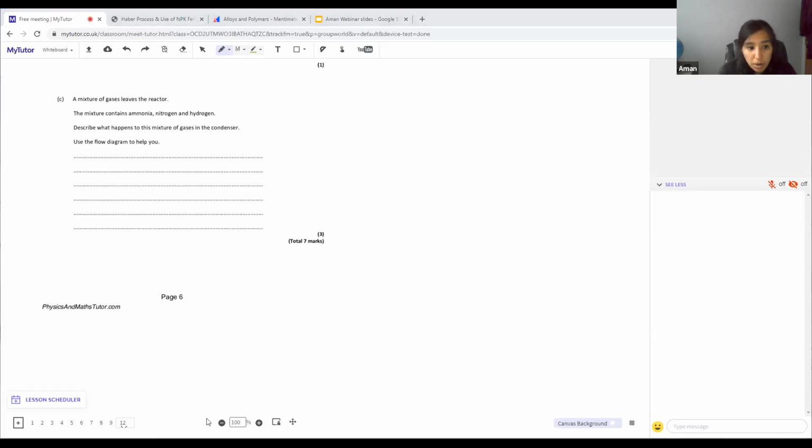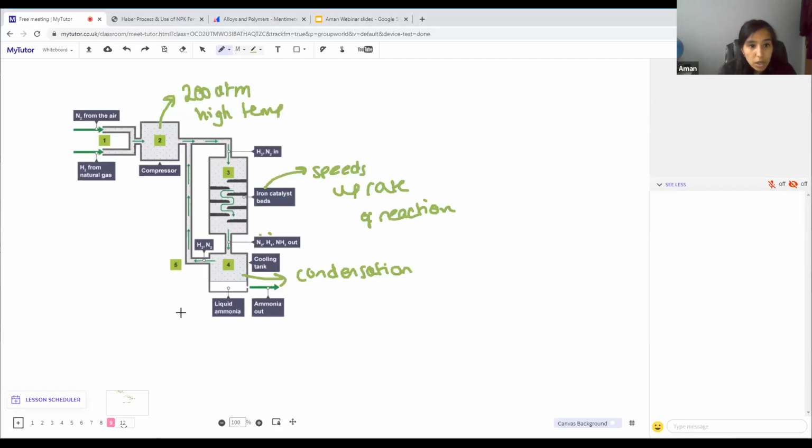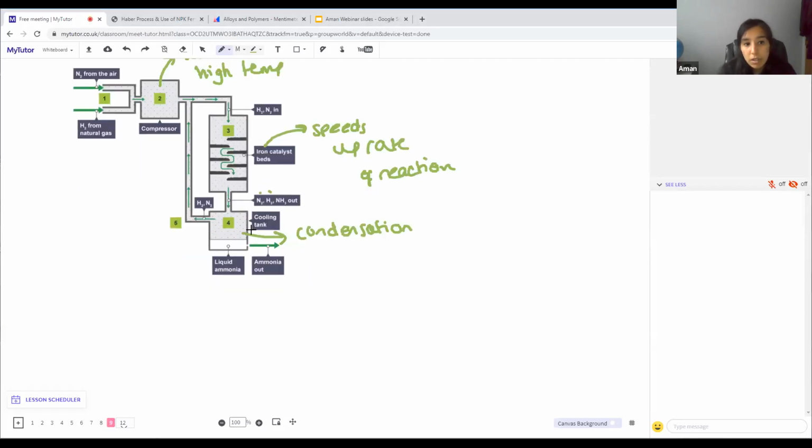So for anyone confused about that, if I just show you this diagram again. So this question is asking about this last process here, where you've got nitrogen, hydrogen and ammonia coming out. The nitrogen and hydrogen goes back, cycles round so that it could be reused or recycled. So any nitrogen and hydrogen that hasn't reacted together is then given another chance, so it's recycled. And then the ammonia comes out as a gas, and in the cooling tank, it liquefies or condenses so that we get liquid ammonia coming out. So we can't use ammonia as a gas, and as well, it might escape. So we want it as liquid ammonia. Good.